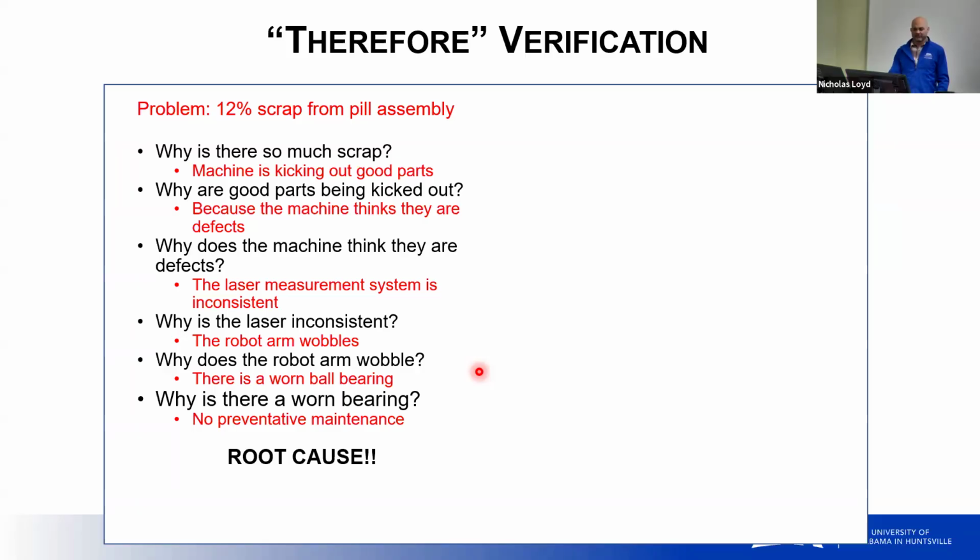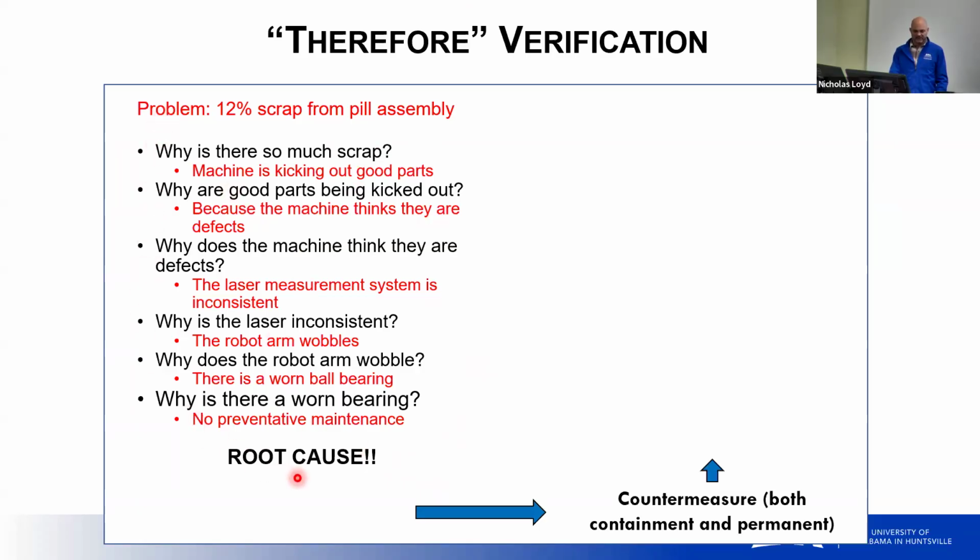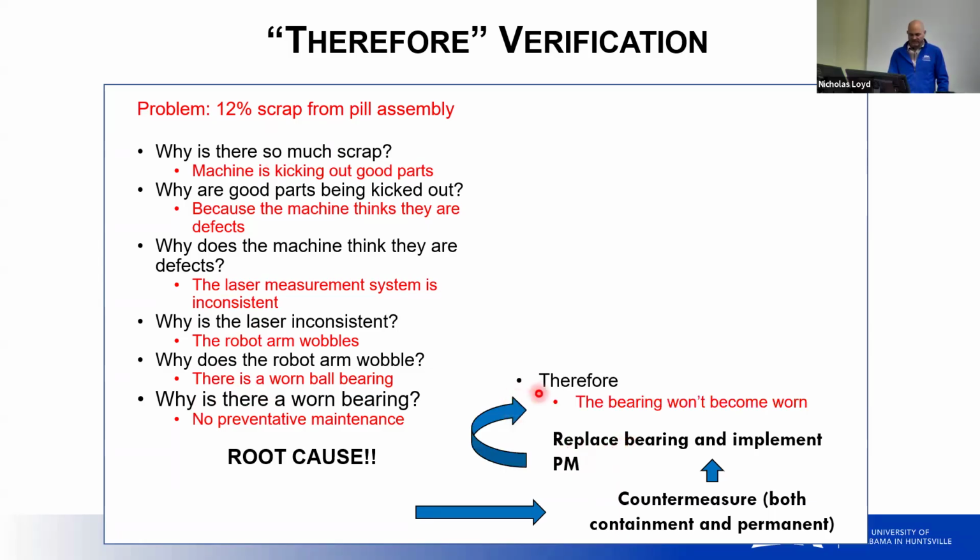And so the way the therefore verification works is we ask why downward to get to the root cause. Then we develop countermeasures, short-term and long-term. So short-term, replace the bearing; long-term, implement preventive maintenance. And then if I have a good countermeasure, I should be able to make a therefore statement that maps back to each why and addresses it. We replace the bearing and implement preventive maintenance. Therefore, the bearing won't become worn.